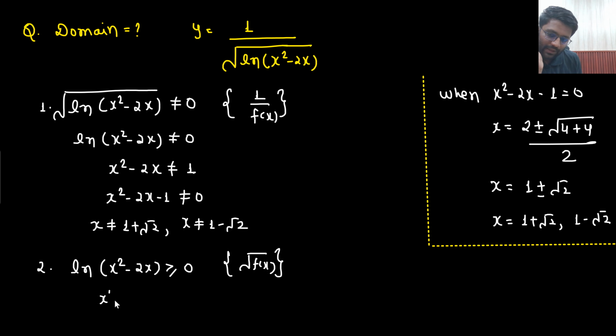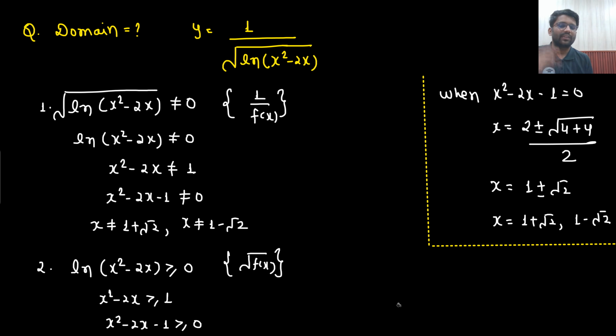So what are we doing? x square minus 2x, now this ln goes this side, this will become e to the power 0, that will become 1. So x square minus 2x minus 1 should be greater than or equal to 0. Now this is the condition we are getting. The condition that we have got now, that x square minus 2x minus 1 should be greater than or equal to 0. That means we have some function gx. This should be greater than or equal to 0.